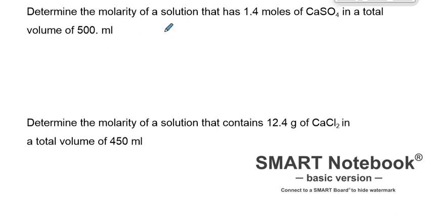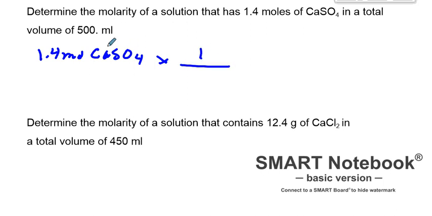Determine the molarity of a solution that has 1.5 moles of calcium sulfate and a total volume of 500 milliliters. So the way we do that is we say I've got 1.4 moles of calcium sulfate. So 1.4 moles. And notice I'm writing my label, CaSO4. And I'm just going to times that by 1 over, now I have to convert my milliliters into liters. That means I got to move my decimal 3 to the left because I'm dividing by 1,000.